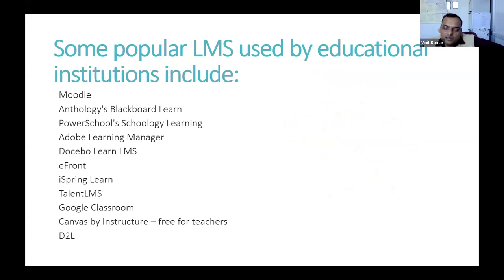These are some of the popular learning management systems used in educational institutions, like Moodle. We will see the demo of this also. Then we have a popular proprietary one called Blackboard. Then PowerSchool, Logi Learning, Adobe Learning Manager. These are all proprietary ones, along with Docebo Learn LMS, eFront, iSpring, and TalentLMS. Google Classroom, which many people were using during the COVID days. Canvas, by Instructure, is also one of the online learning management systems that people are using, and it provides a free space for teachers. Also, they can create courses there. D2L. So these are some of the popular learning management systems being used by educational institutions.